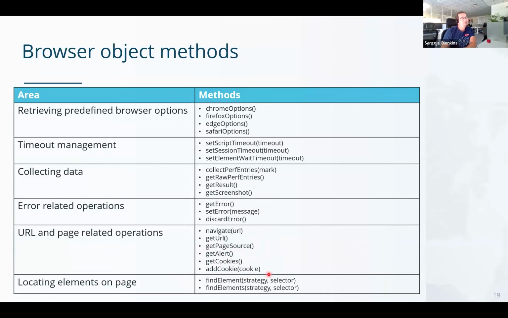When it comes to locating elements on the web page, there are 2 methods available. The first one, find element, should be used in case you are looking for a specific element and you wish to work further with one element only. But if you know that your search criteria applies to multiple elements and you would like to get them all, then you're advised to use the find elements method.